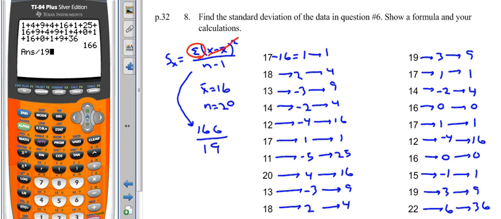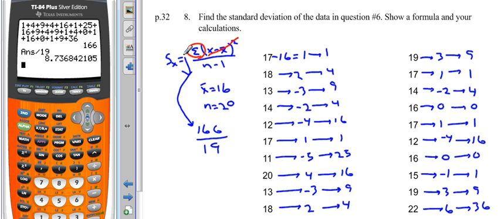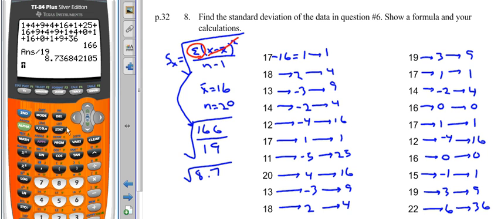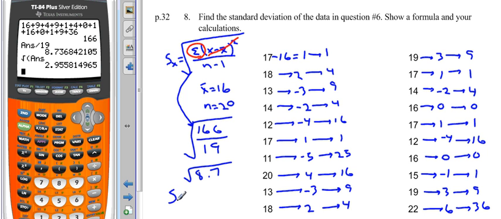If we divide 166 by 19, now we have to be careful here. I made a mistake up here with my formula. It's actually the square root of this entire calculation. So I'm going to add that here. I apologize. But what we have is the square root of about 8.7 or so. Now if we take the square root of that answer, again I'll use my calculator, I get a standard deviation of approximately 2.96 or so.